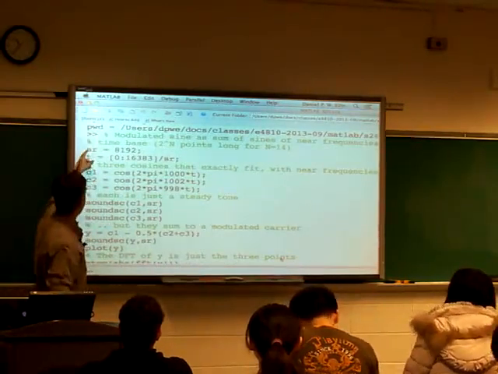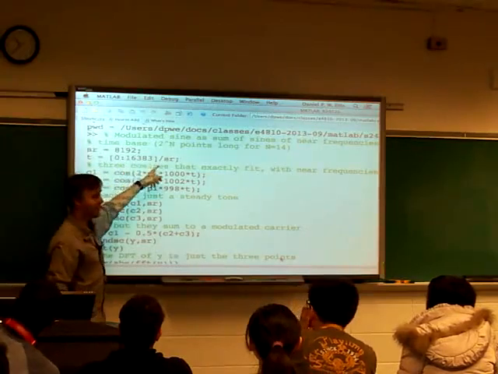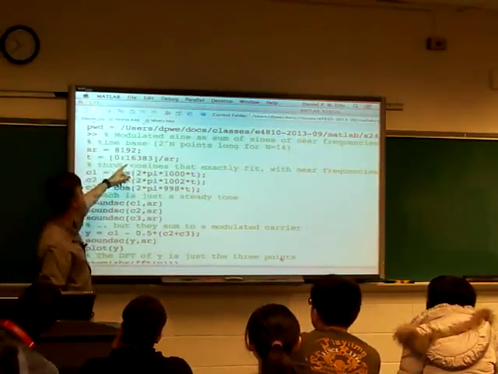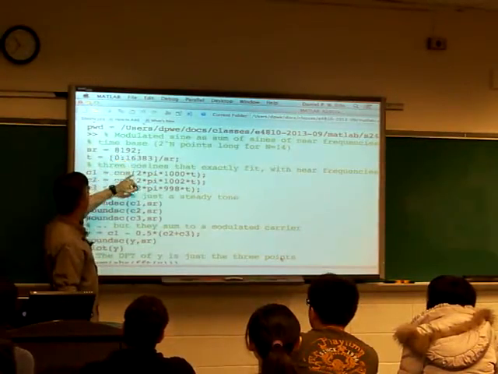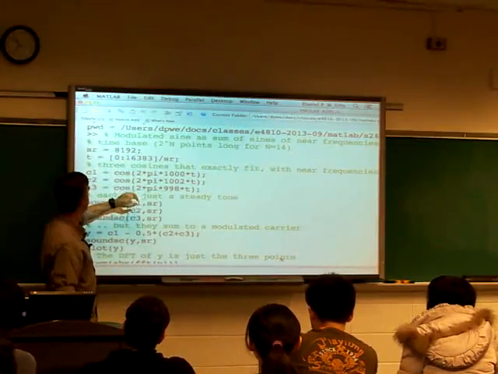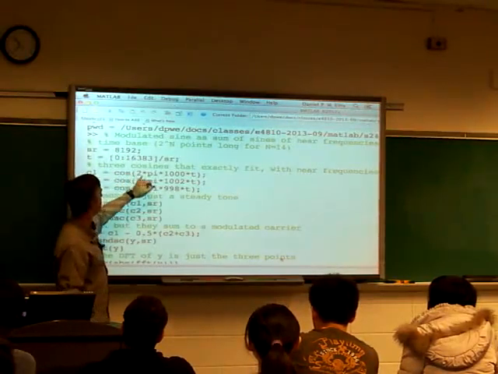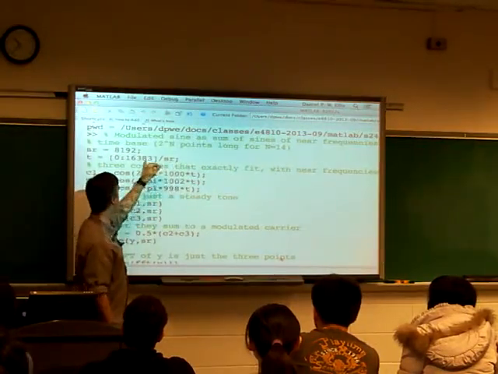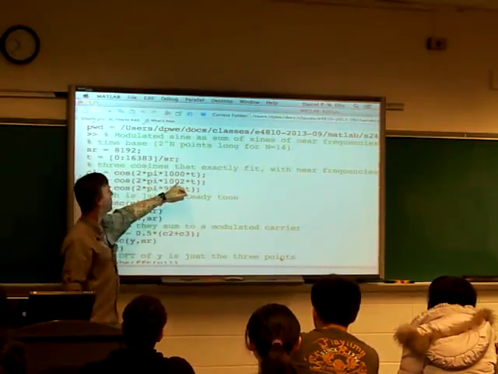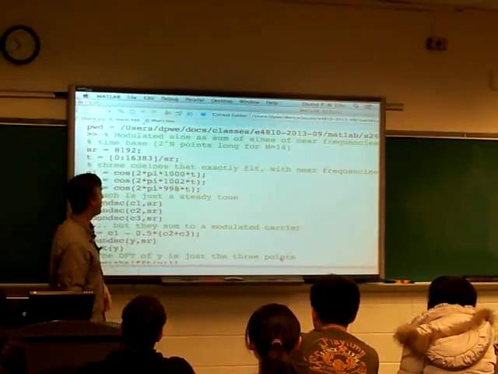I just wanted to show you this in MATLAB, just to show that it really works. I define my sampling rate, and I define my time base here as 16,384 samples at an 8192 hertz sampling rate, so it's 2 seconds worth of sound. Then I define 3 cosine functions: 2 pi times 1,000 times t, and then 1,002 hertz and 998 hertz. So this is plus or minus 2 hertz.